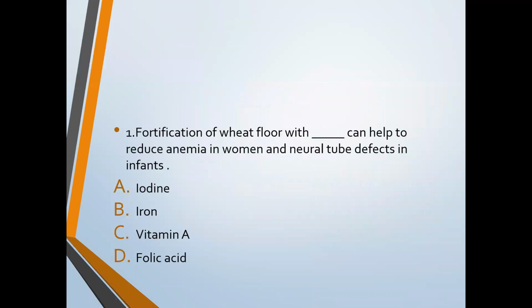Now for MCQ number 1: fortification of wheat flour with which of the following can help to reduce anemia in women and neural tube defects in an infant? Either it's iodine, it's iron, it's vitamin A, or it's folic acid.